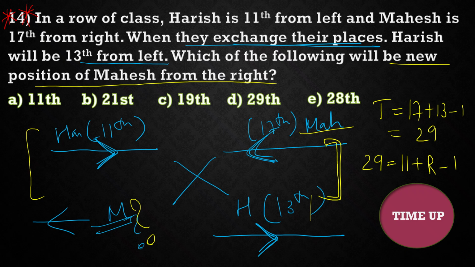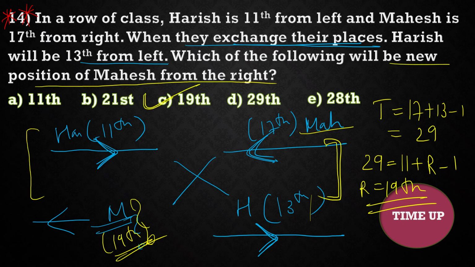11 minus 1 will be 10. So 29 minus 10 will be 19. So 19th will be the position of Mahesh from the right. So this will be 19th. Understanding? So C is the correct option.